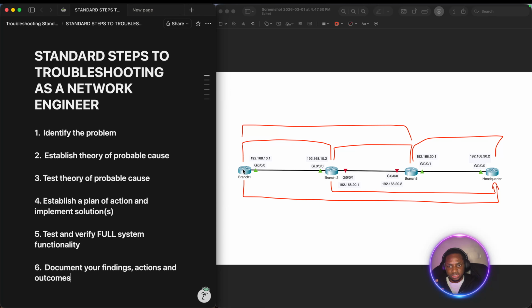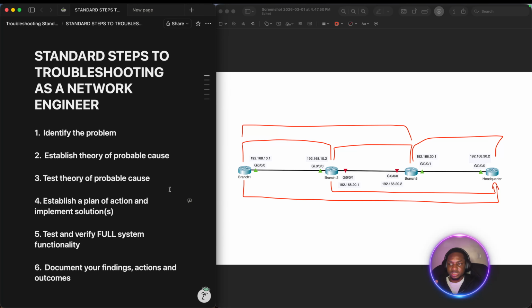You could document that branch one now communicates with headquarters. I also confirmed branch one and two communicate, two and three communicate, three and headquarters communicate, inter-branch communication basically, and everybody being able to fetch resources from the headquarters. So that is you documenting the outcomes.